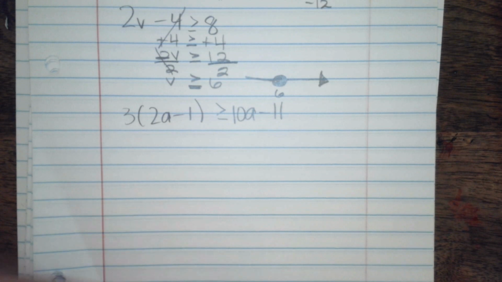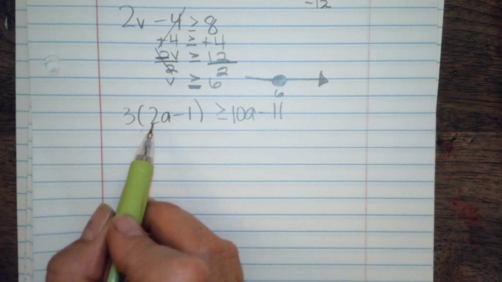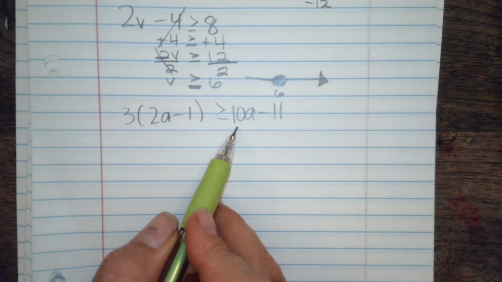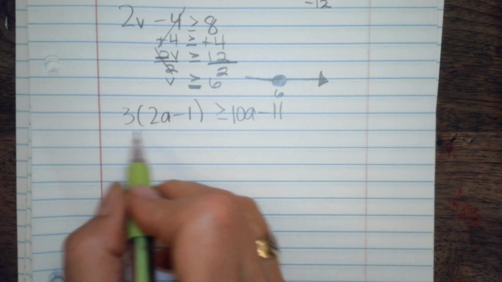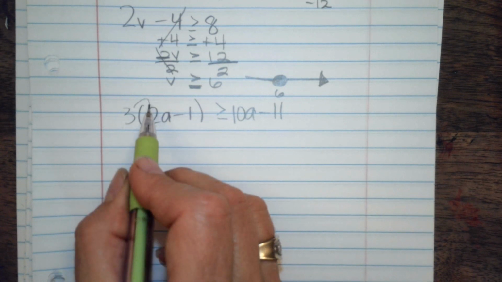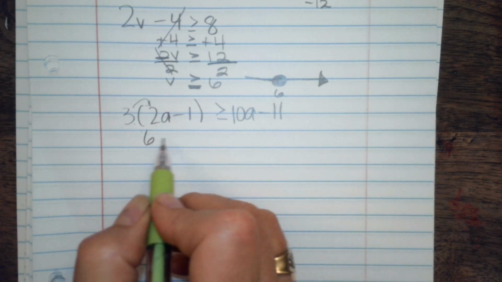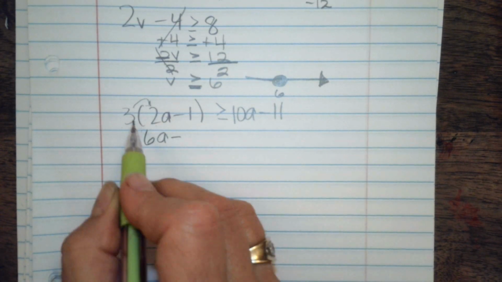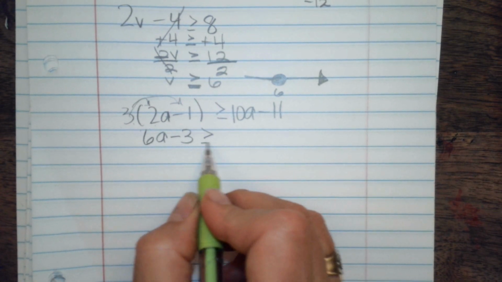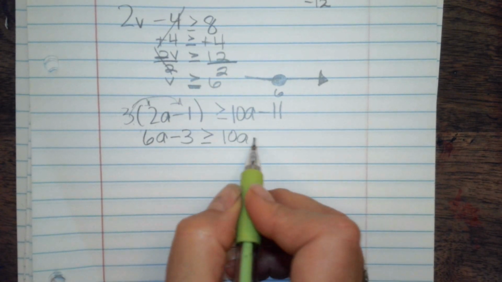Cool. When I have something like this, I have to distribute the 3 to everything inside the parentheses, and I have a two-sided equation, right? So we have a lot going on here, so there's going to be a few steps. First step is always to distribute. So you distribute the 3 here. 6a minus 3 times -1 is -3, is more than or equal to 10a minus 11.